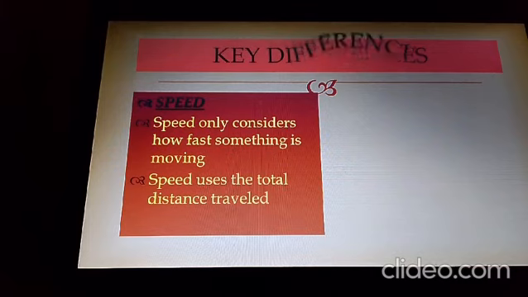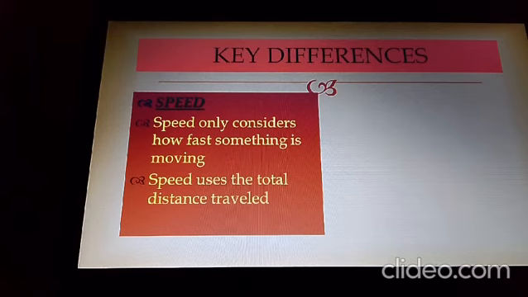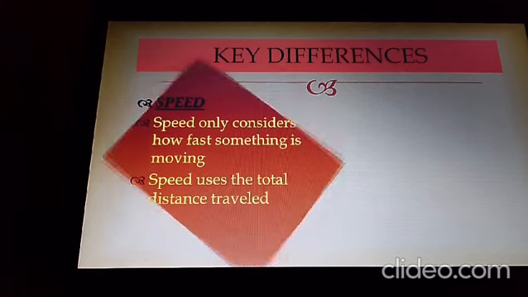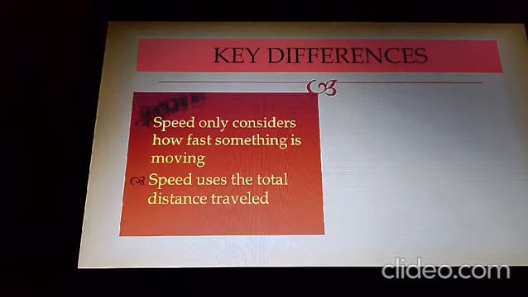Here's a key difference between speed and velocity, because most of the students remain confused regarding these two terms, speed and velocity, and they can't identify the difference between them. So here is the key difference between the speed and the velocity.